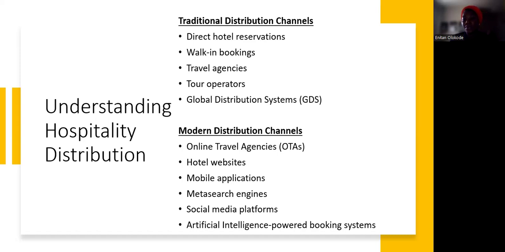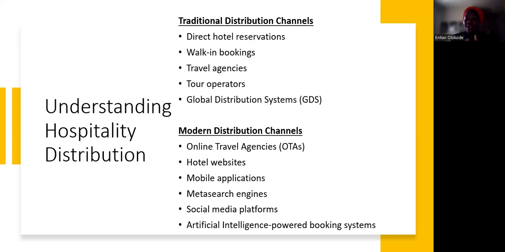But now we are in a more advanced time. So we have the modern distribution channels. We have the online travel agencies, our OTAs, we have the hotel websites, meta search engines, mobile applications, social media platforms, and our AI-powered booking systems. These modern ways significantly help us to simplify our jobs and maximize our effectiveness.